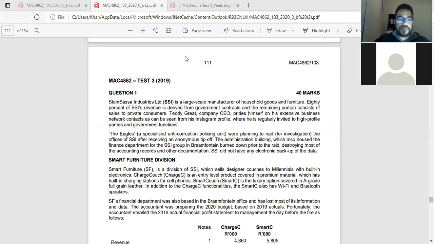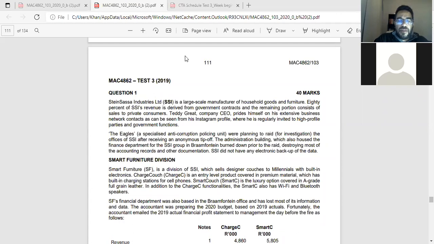Okay. So they say Stein Sasa Industries, SSI, is a large-scale manufacturer of household goods and furniture. So they are a manufacturer. What you will start to see is that in many cases, in management accounting and cost accounting, you'll be dealing with a manufacturer, or a construction person. So basically where they produce something, as opposed to Pick n Pay and ShopRite. Pick n Pay and ShopRite don't produce anything. They buy completed products. So just be aware of that.